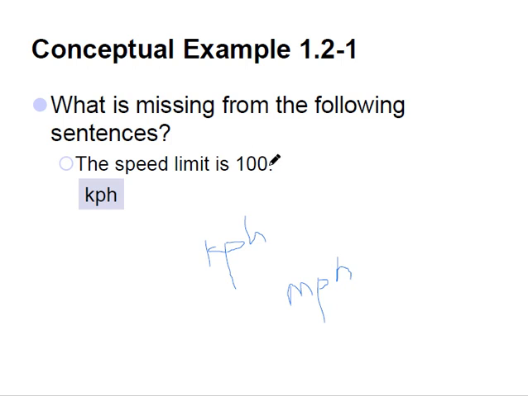It's very fast, by the way. Even 80 is a highway speed. So it can never be miles per hour, another common sense check that you have to use. Therefore, it's got to be kilometers per hour for this problem. So the missing unit is kilometers per hour.